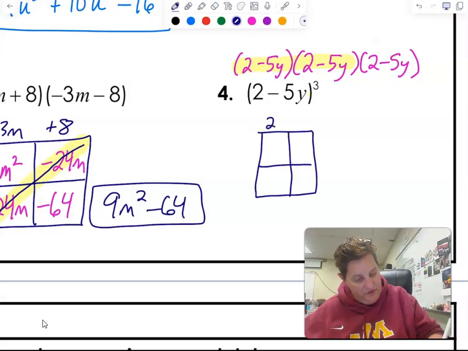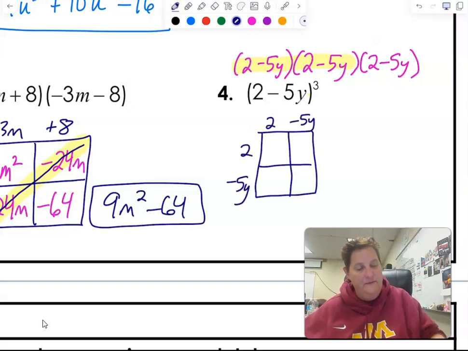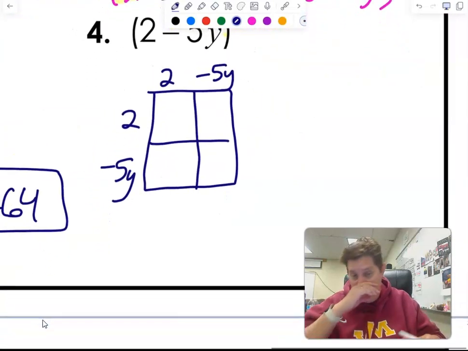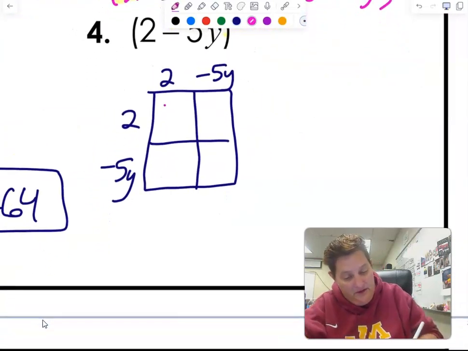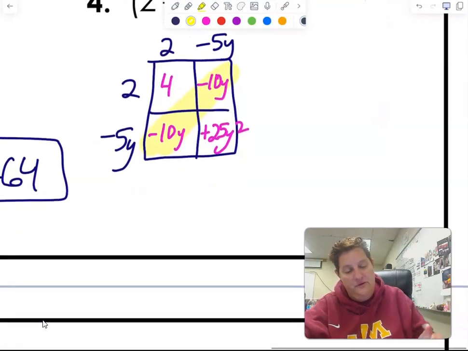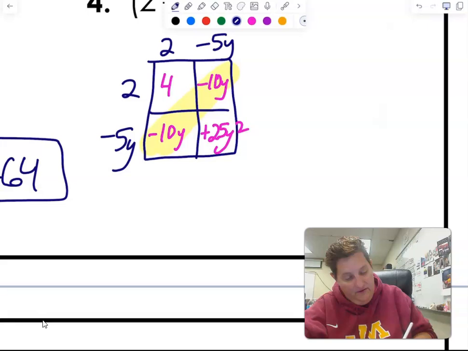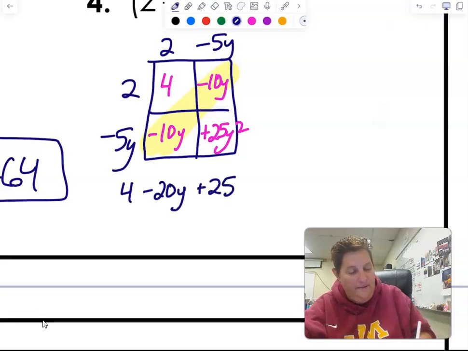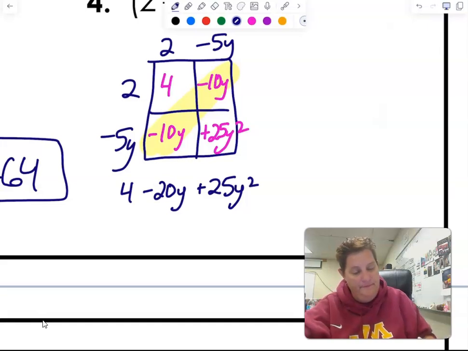Okay, so I need to do 2 minus 5y times 2 minus 5y, and I need to go ahead and fill this in. This is going to give me 2 times 2 is 4. That's negative 10y. That's negative 10y. And that's positive 25y squared. And if I combine my terms right here, I end up getting 4 minus 20y plus 25y squared.